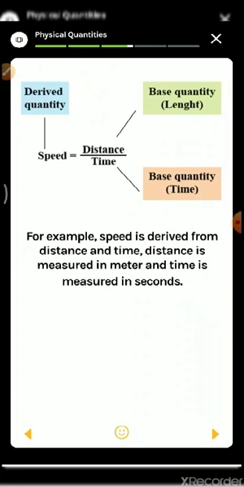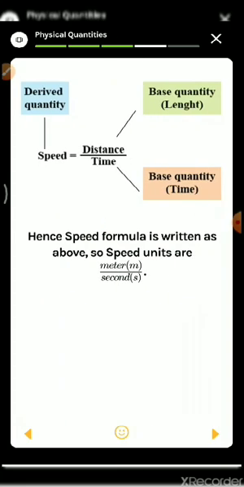So for derived quantities, speed is equal to distance by time, where distance and time are the base quantities, that is, fundamental quantities. Distance is measured in meter and time is measured in second. So hence the speed formula is written as above. Speed units are meter divided by second, that is meter per second, which is the unit of a derived quantity.